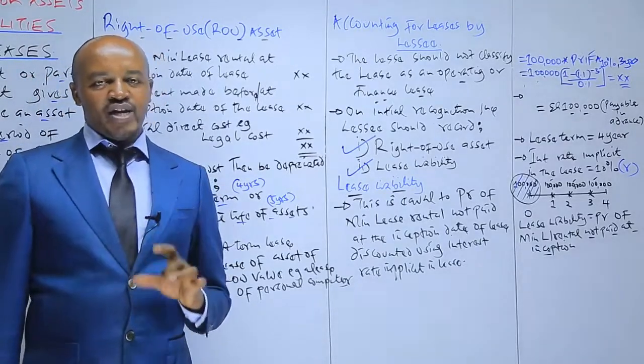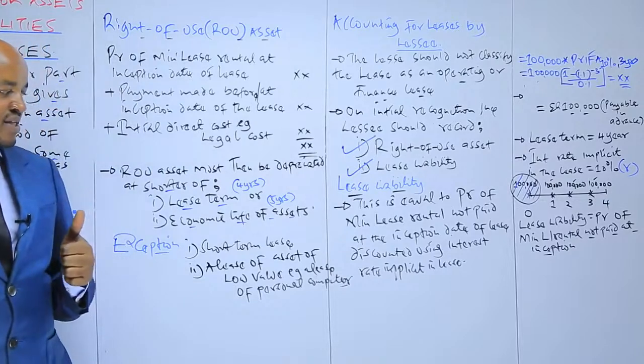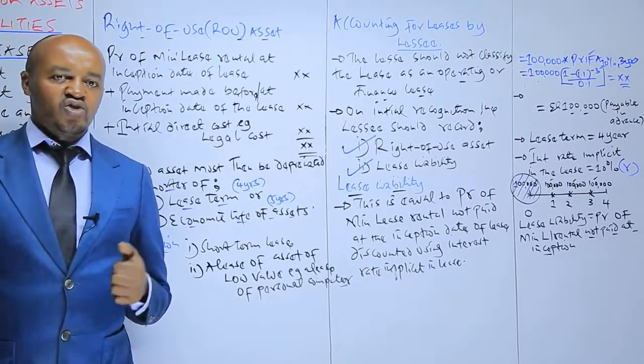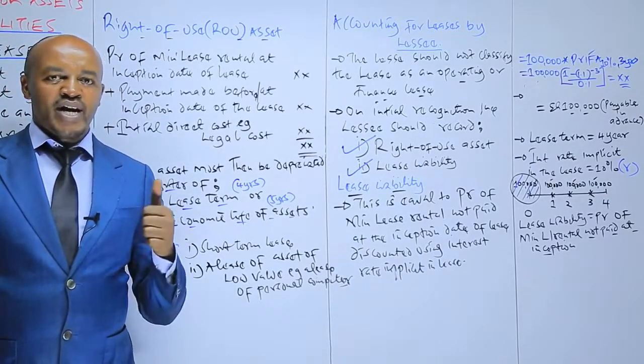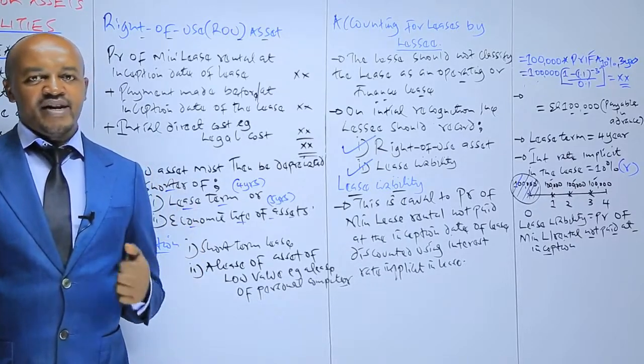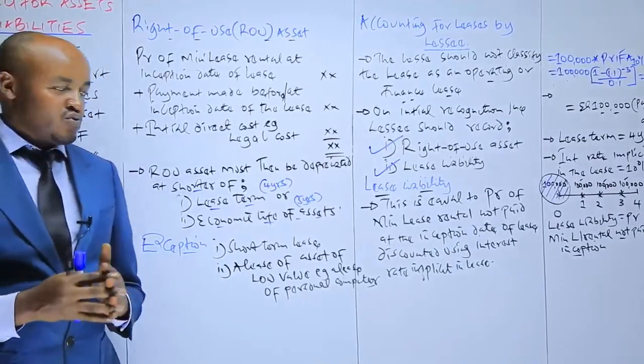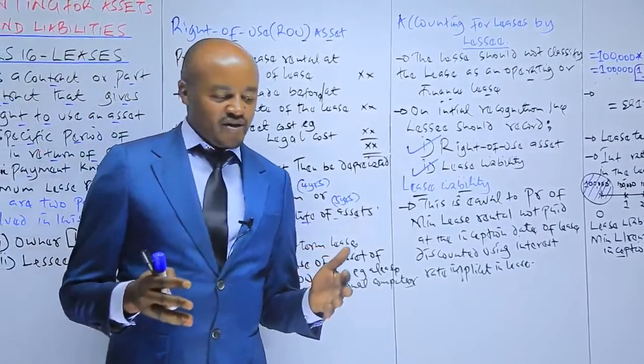Expense. So those are the two exemptions, or basically the two instances, two circumstances whereby the lessee is not required to fully comply with the requirements of IFRS what? 16 as far as the accounting for leases is concerned. So that is what you need to know as far as the accounting for leases by the lessee is concerned.